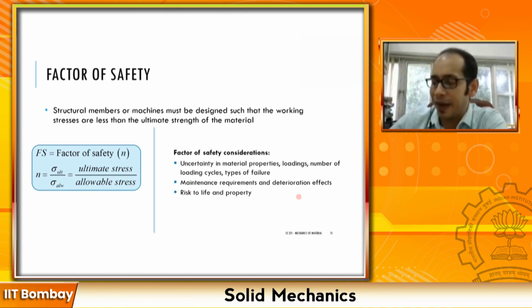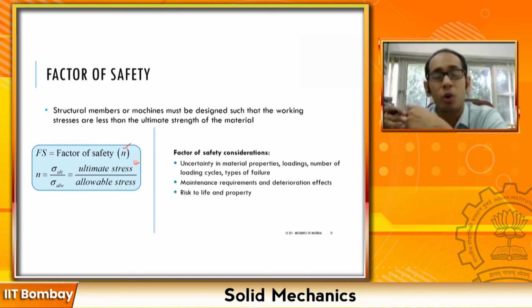So simply factor of safety over here, which is this particular factor N, is the ultimate stress divided by the allowable stress. So the ultimate stress is always higher than the allowable stress. And how to get the ultimate stress? Ultimate stress is simply the factor of safety times the allowable stress over here. And why do we need this?